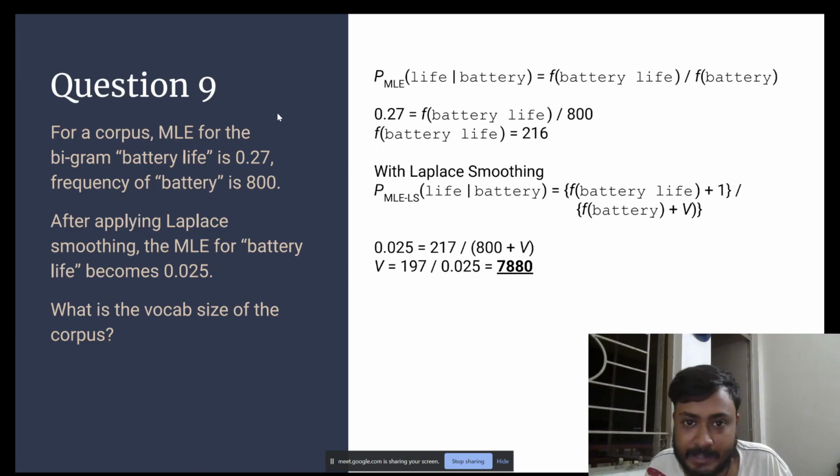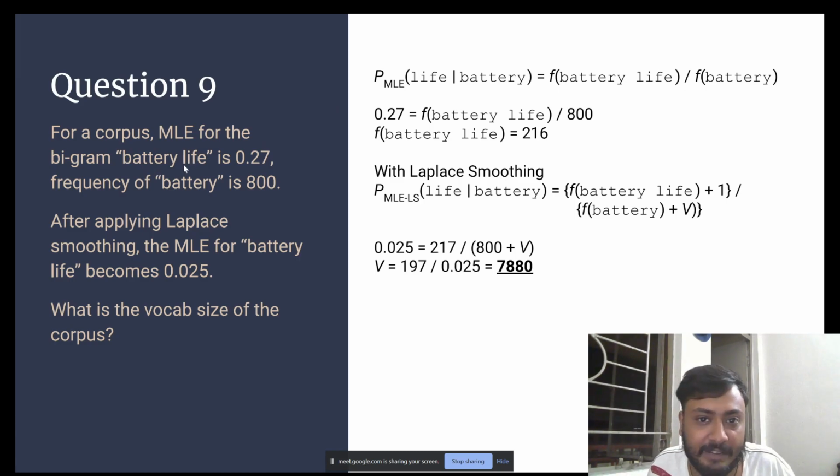So MLE, maximum likelihood estimate, is the thing which we have been calculating so far. The probability of these two words, battery life, is the probability of life given battery, because this is a bigram model. In the next part, after applying Laplace smoothing, the MLE for the same words, battery life, becomes this. The word remains the same, life given battery, but this time we are doing Laplace smoothing. That is why in the formula you have 1 added in the numerator and V added in the denominator.